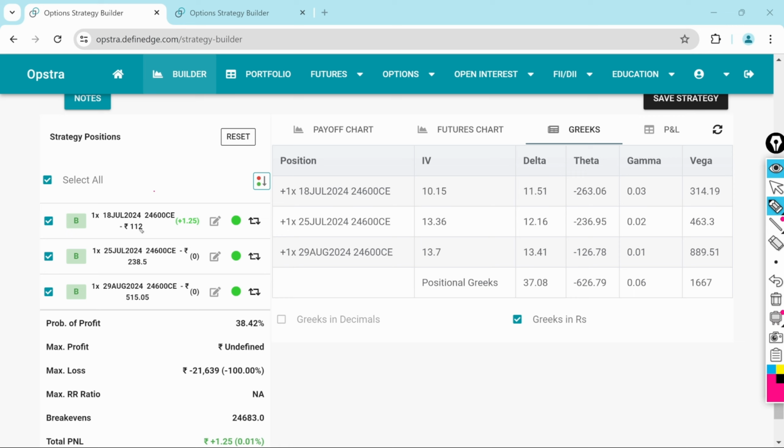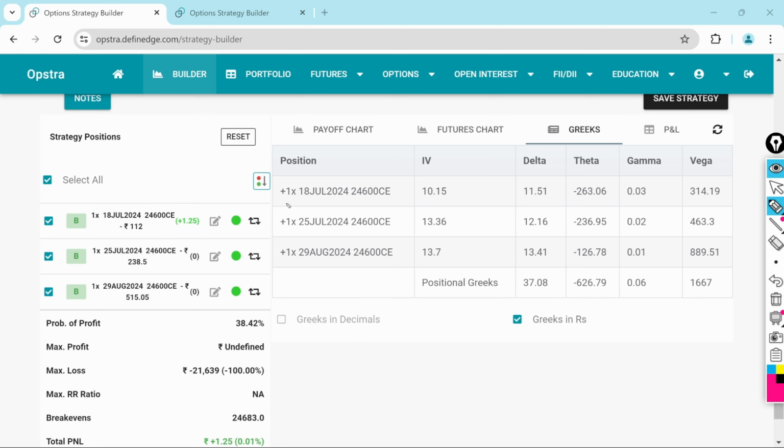And one more important point: the strike price which I selected for these options is the same. For all the three options, I selected a strike price of 24,600. The only difference is they will expire at different points of time. Let me repeat one more time: the strike price we selected is the same for all the three expiries. Okay, now we will see how the theta decay happens with respect to time.